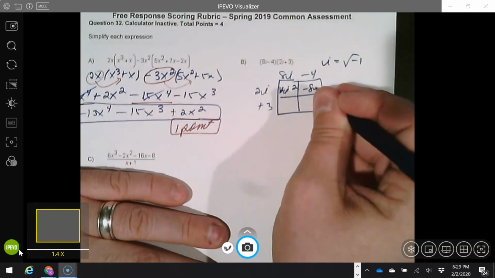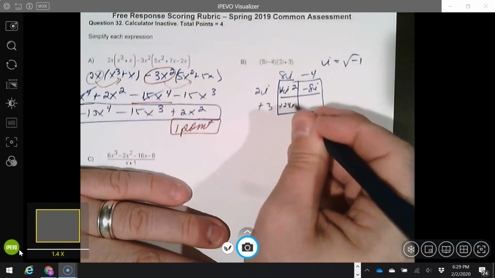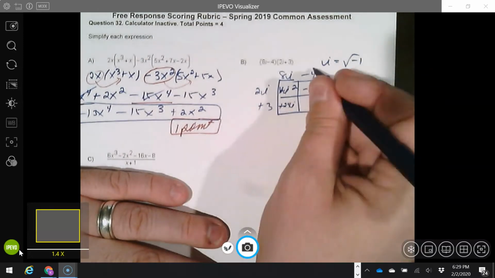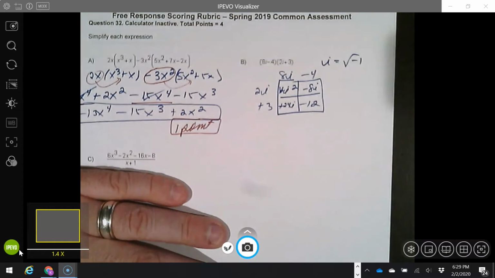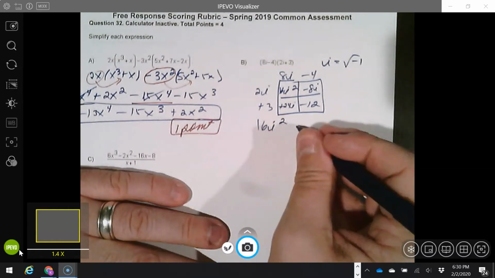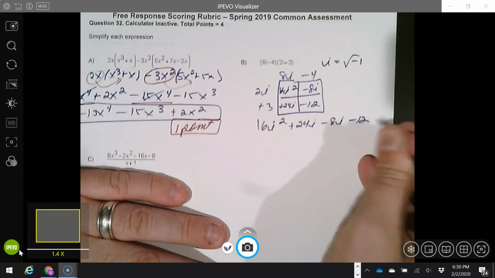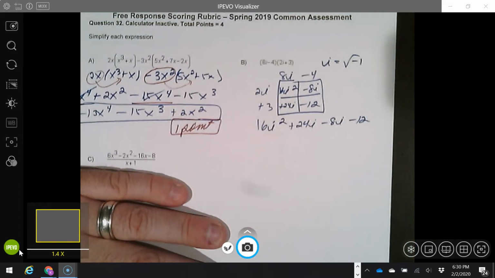2i times negative 4 is negative 8i. 8i times 3 is positive 24i. Positive 3 times negative 4 is negative 12. Right now, my answer looks like 16i squared plus 24i minus 8i minus 12.